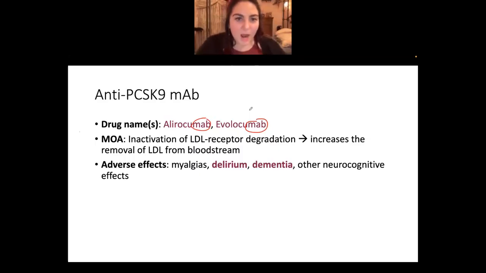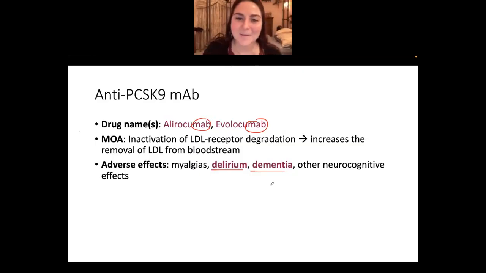Okay. And we talked about this. The not great things about evolocumab, for example, is they can cause delirium and dementia and neurocognitive effects, which is not great. So imagine they give you a prompt and then all of a sudden the patient has dementia. You're like, what? It's for their LDL, and they have dementia. You're like, all right, that's probably an anti-PCSK9. That's a monoclonal antibody.